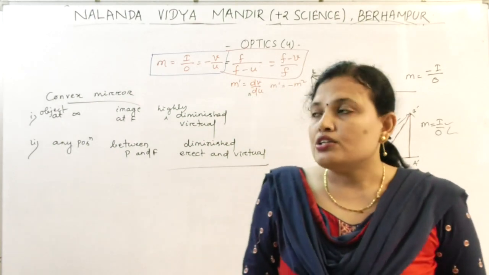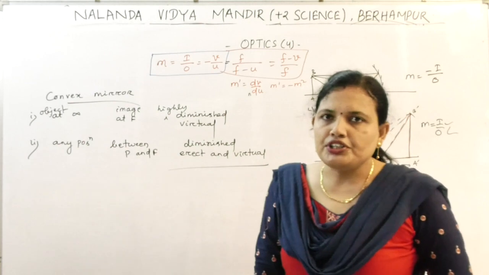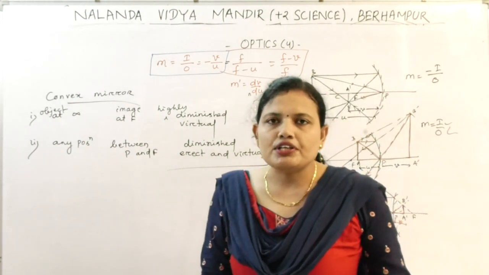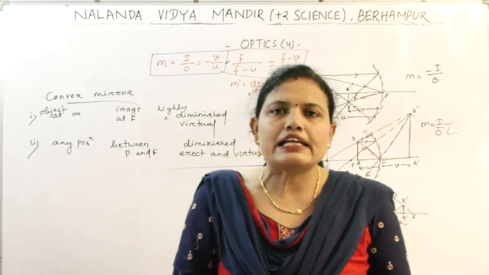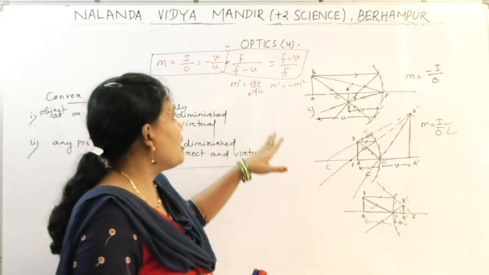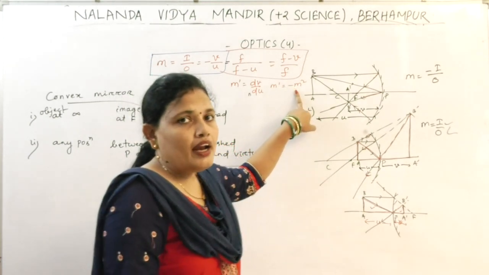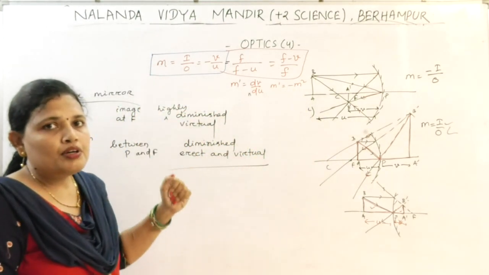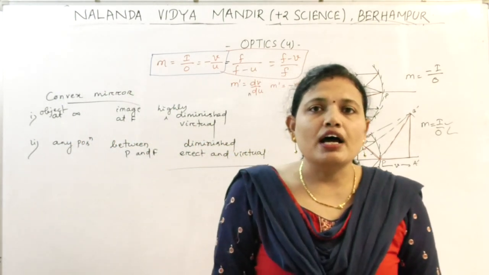So this is the nature of the image formed in the case of the concave mirror and the convex mirror. What we have studied: what is the magnification, what is the linear magnification, what is the longitudinal magnification, the relation between the linear magnification and the longitudinal magnification, that is n dash equal to minus n square, and how the image is formed in the case of a spherical mirror based upon the position of the object.